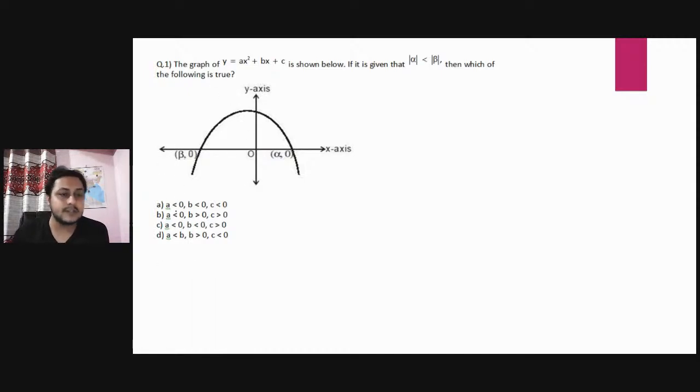The four options are: first, a less than 0, b less than 0, c less than 0, and accordingly the other options. Option b is a less than 0, b greater than 0, and c greater than 0. Here a is the coefficient of x square, b is the coefficient of x, and c is the constant term.